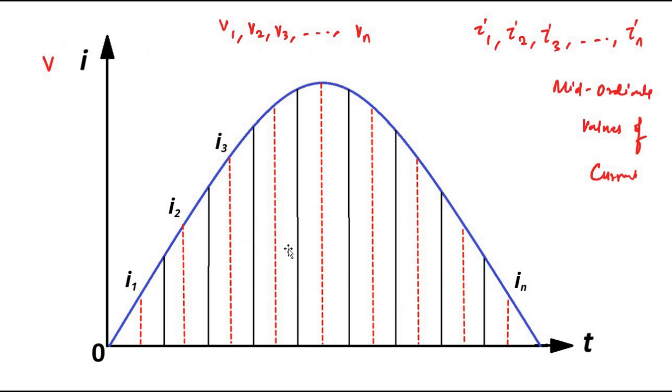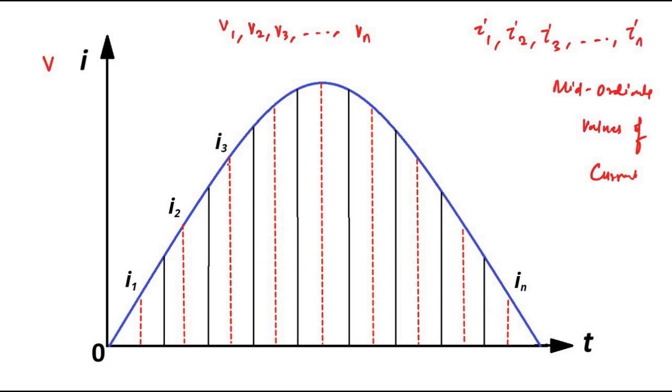So always remember the mid-ordinate method. We take the positive half cycle, only one half cycle is considered, preferably the positive half cycle. We split the entire half cycle area into n parts, with the width of each part on the time axis being equal. Then we take the middle portion of each part, signified by these red dotted lines.